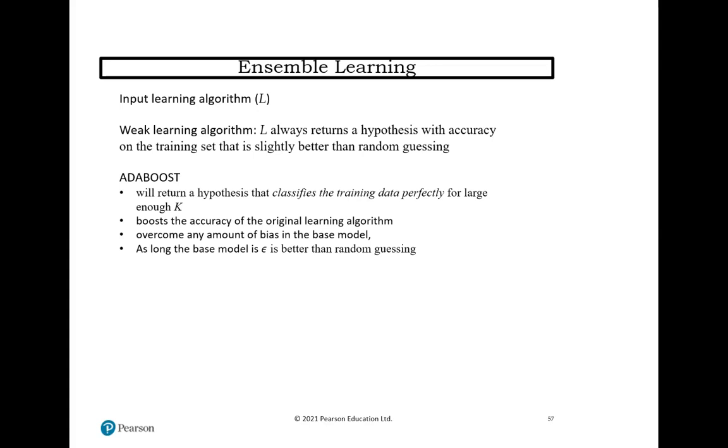Now, the only condition for all this to work is that your base model is better than random. So if your base model can't beat a random classifier, it doesn't matter how many hypotheses you include in your ensemble, it's not going to work. So that's why we use classification trees, because they have been proven to beat a random guess, of course.